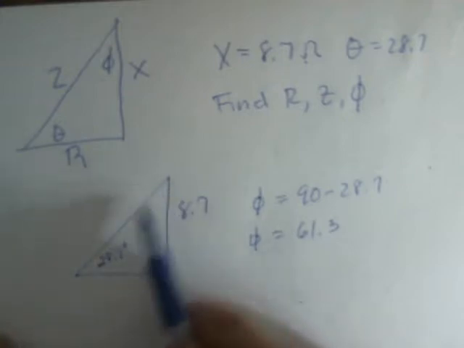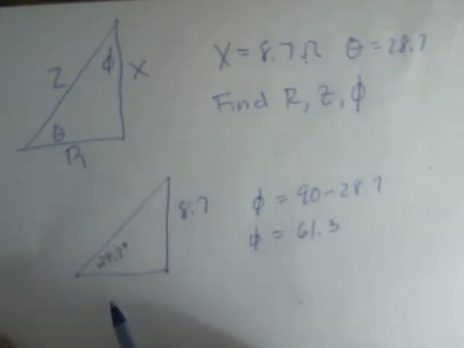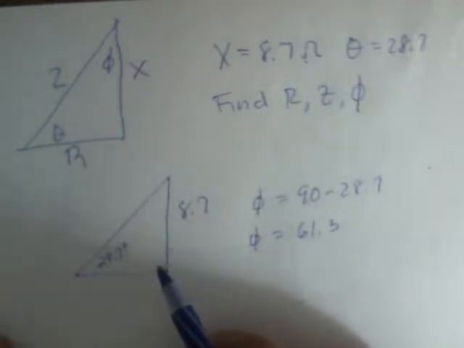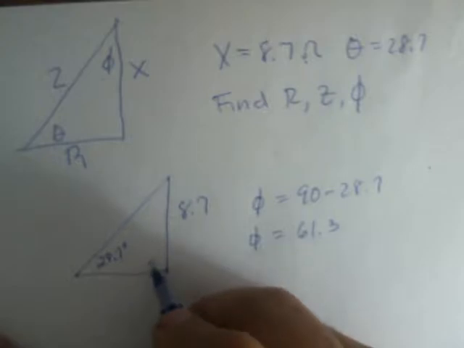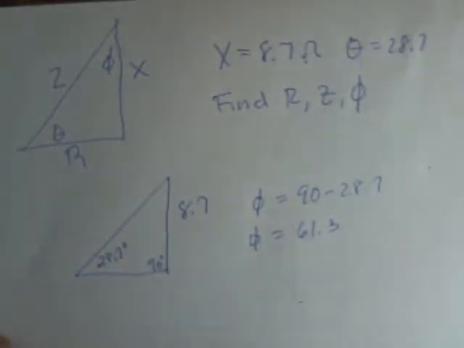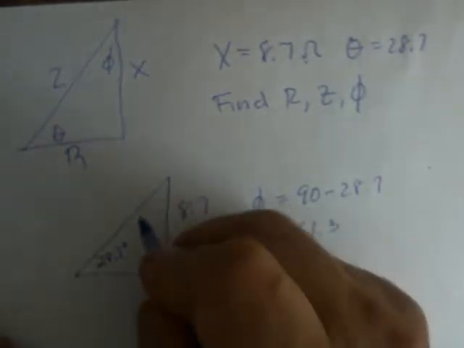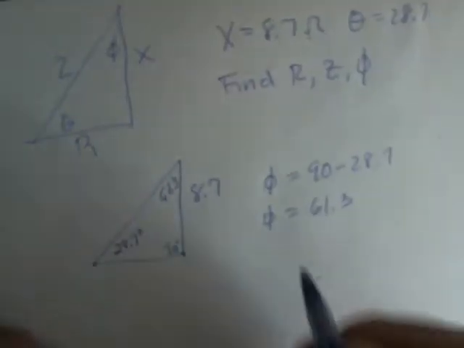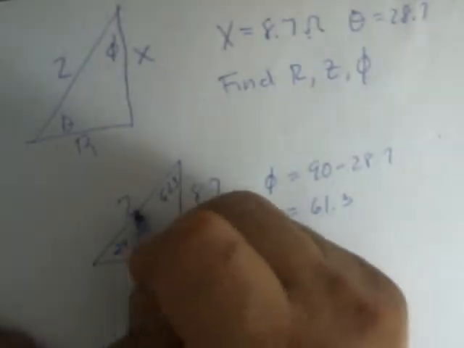Always true when we're doing these right triangles. First of all, the sum of the angles in any triangle is 180. So if you're given one, we know this is 90 because it's a right triangle. We don't ever find this, but that's a given that that's 90. So therefore, these other two have to add up to be 90, which gives me my 61.3. Now, I don't know r or z.